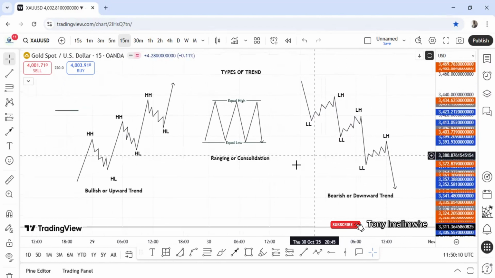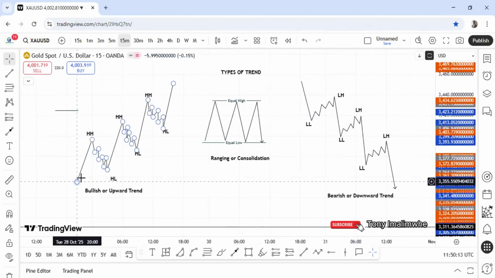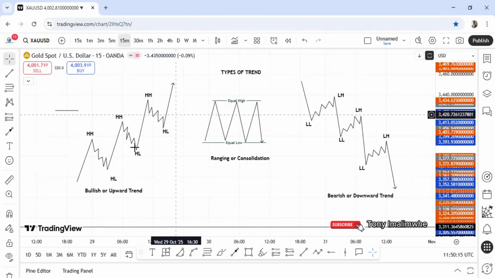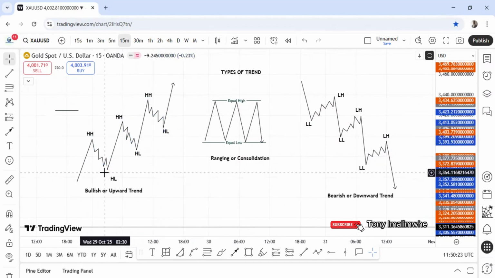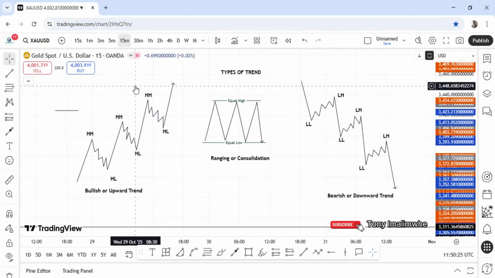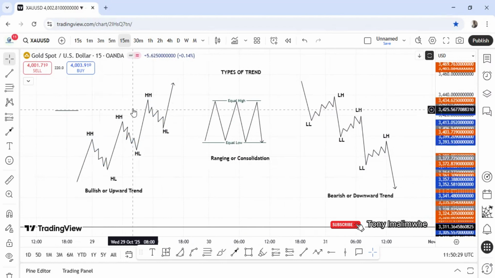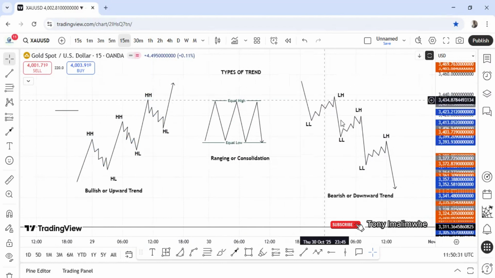Now, this is the very basics of how the price moves in terms of the types of trend we have. And in this upward trend, what you should be looking out for is a buy trade to the upside. Because basically in the market, we buy to the upside while we sell to the downside.